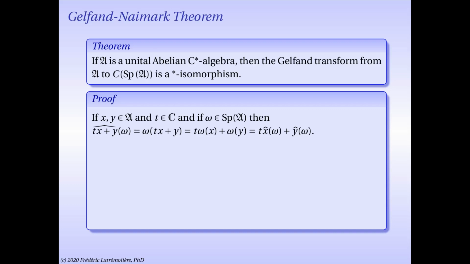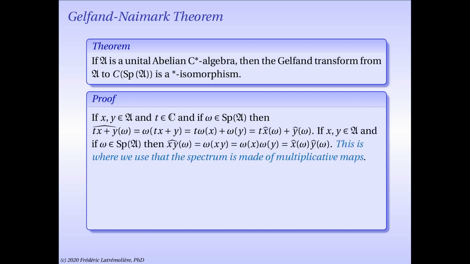So if you take any two x and y in your C-star algebra and some scalar t, then if you calculate the Gelfand transform of tx plus y applied to some character omega, it's simply omega of tx plus y. But omega is linear, so you apply this and you observe that you indeed get that the Gelfand transform of tx plus y equals t times the Gelfand transform of x plus the Gelfand transform of y. So here we use the linearity of omega.